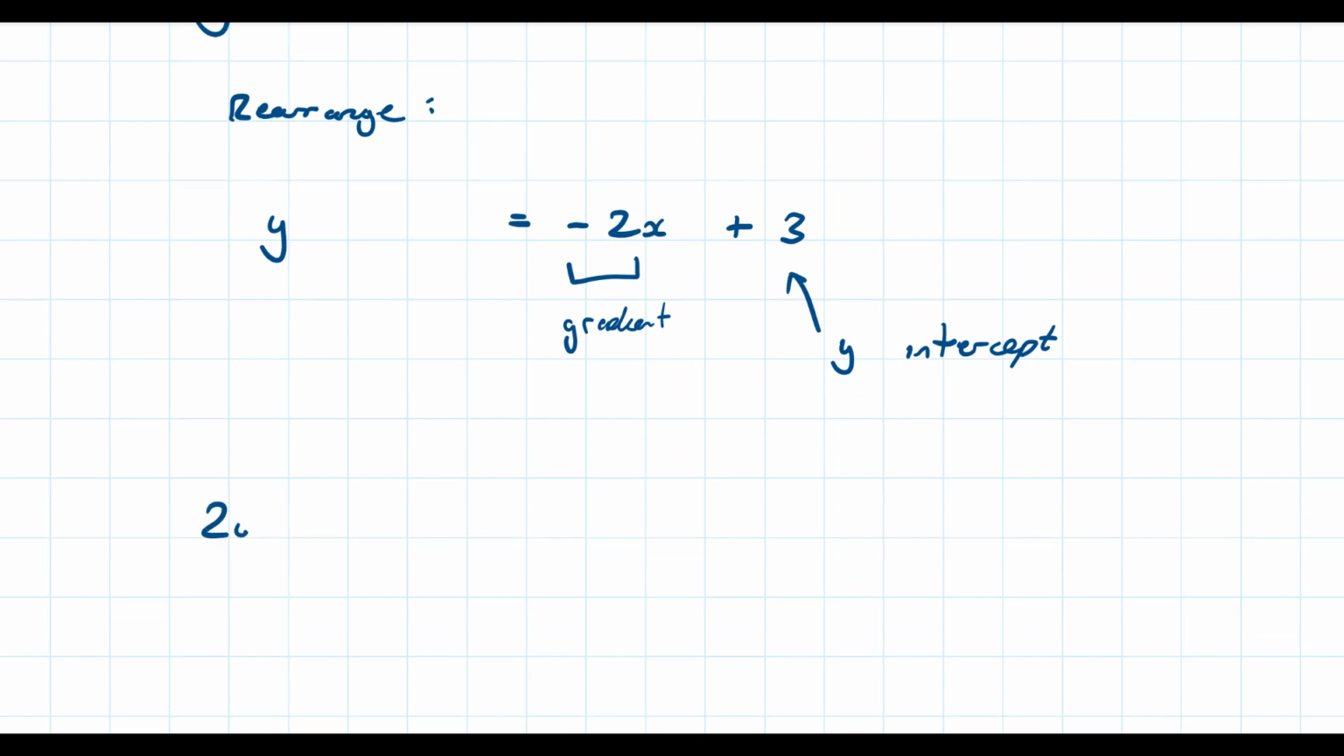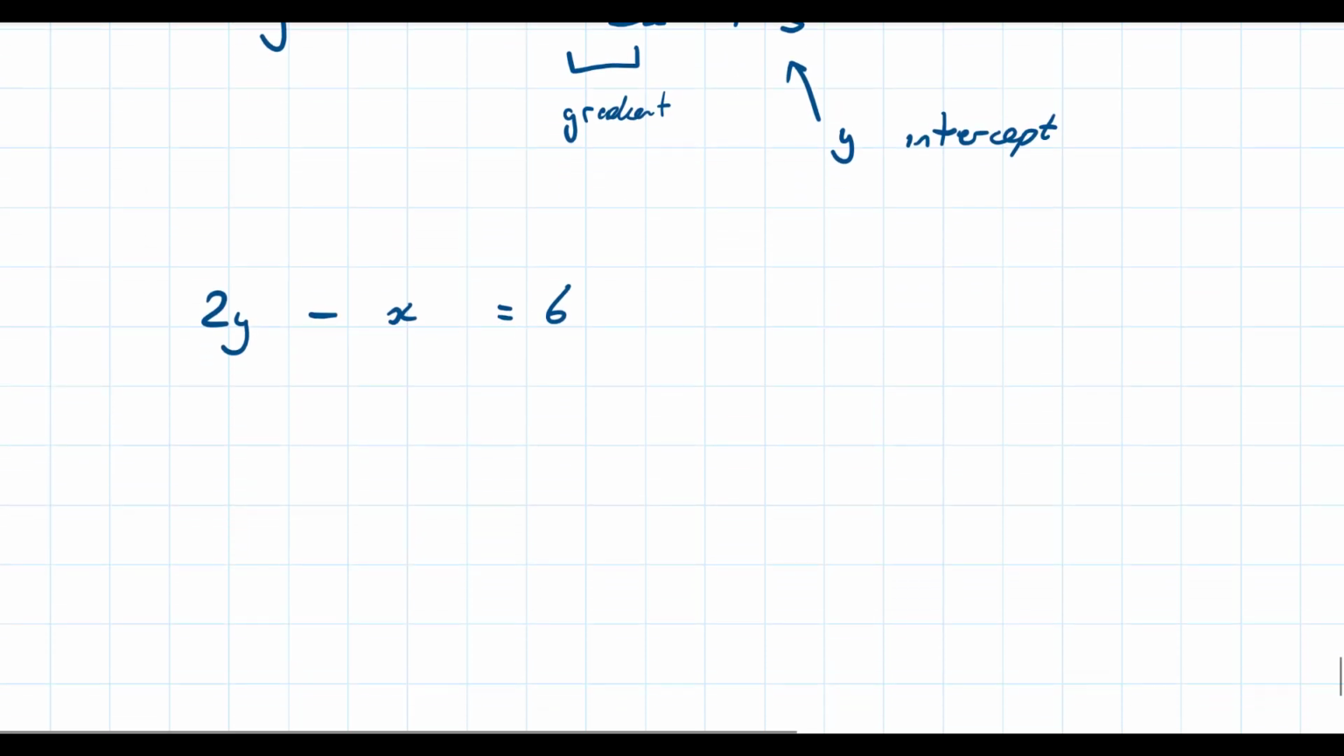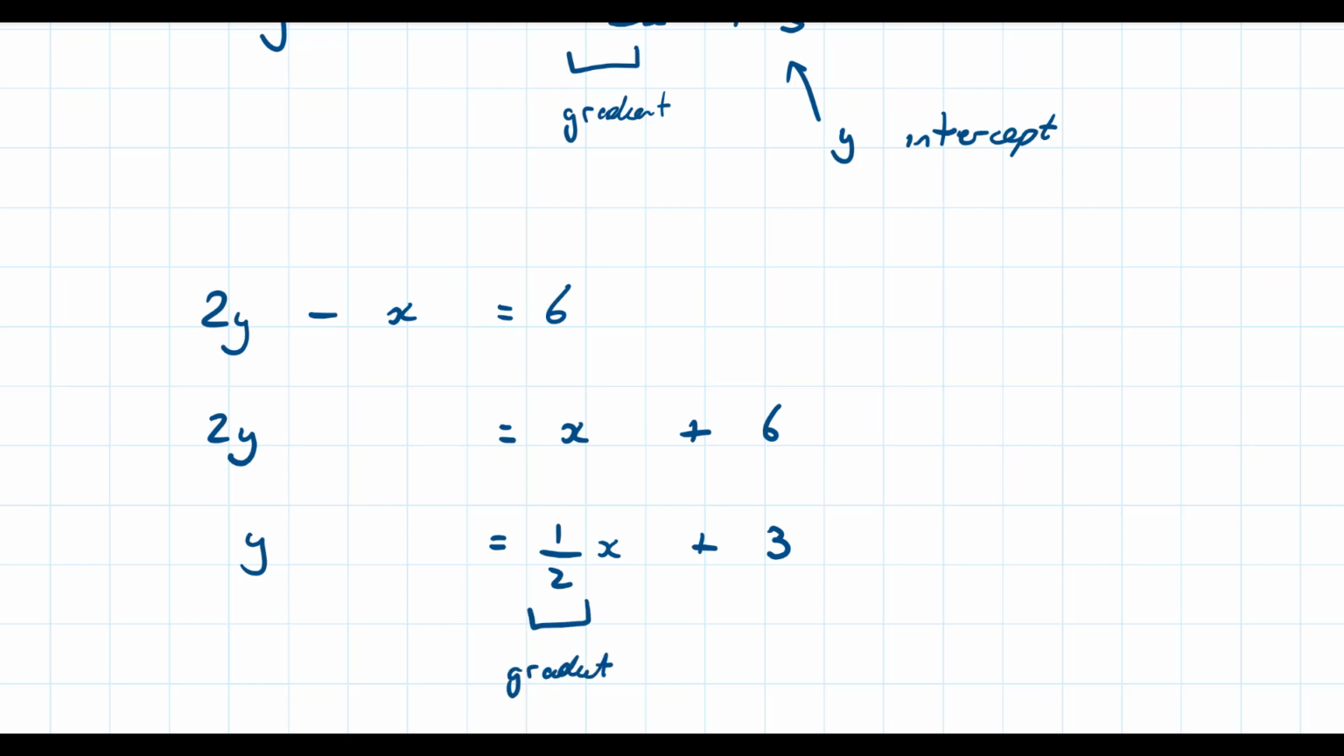Another example would be something like if I give you 2y minus x equals 6, I would need to rearrange this first to make it look like y equals mx plus c. So I would add the x to the other side, then I would divide by 2, so I get the y on its own. 6 divided by 2 is 3. So I can see now that that is my gradient, and that is the y-intercept, which you couldn't tell when we first looked at this line. So we needed to rearrange it to make it look like y equals mx plus c. Then we were able to find the gradient and the y-intercept of the line.